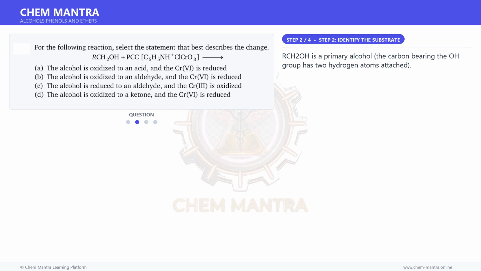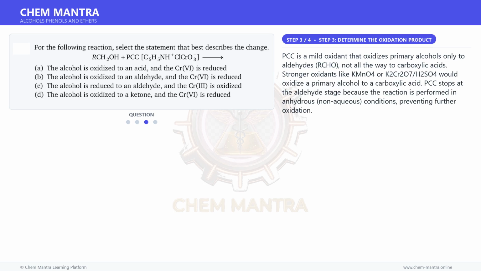RCH2OH is a primary alcohol. The carbon bearing the OH group has two hydrogen atoms attached. Moving on to the next step.